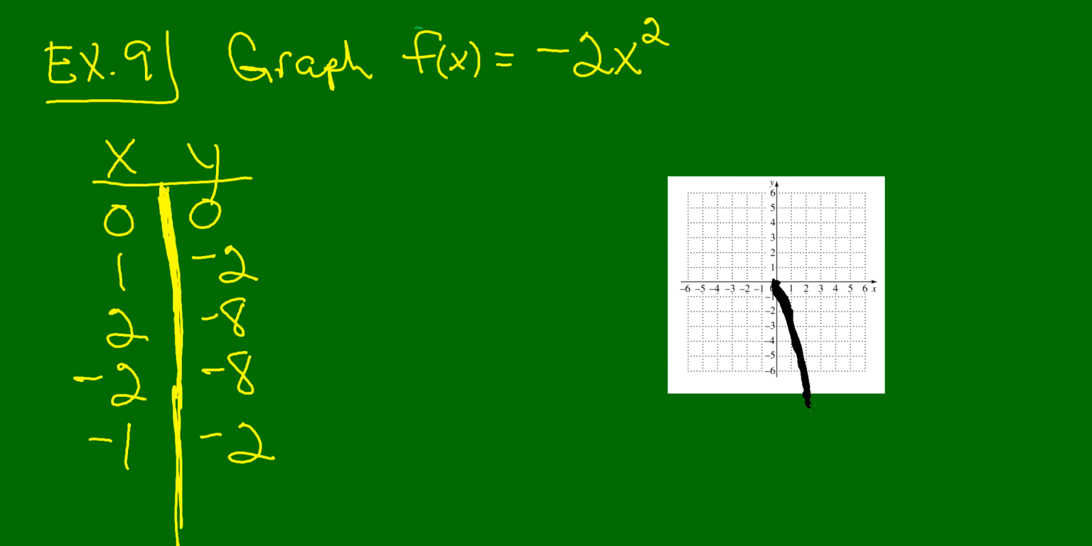A lot of times we just have a positive 1. Let's see, how about negative 2, negative 8? So negative 2, negative 8 is down here as well. Again, it's just mirroring the other side. Negative 1, negative 2 is here. So this is the graph we're looking for, and a somewhat narrow graph because of the multiplier of negative 2. All right, not too bad.